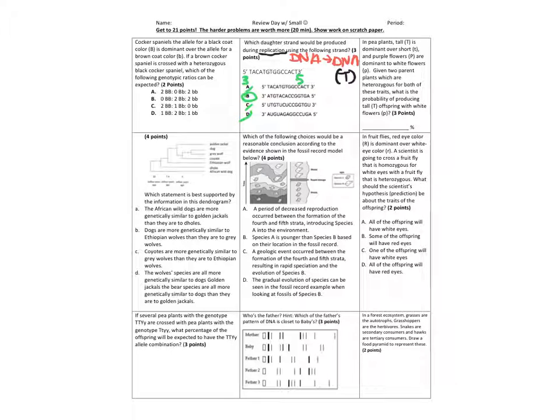Another one, guys, I want to go over is right down here. In a forest, grasses are autotrophs. Autotrophs is another word for producer. Grasshoppers are herbivores. We know that means you eat plants. Snakes are secondary consumers and hawks are tertiary consumers. Draw a food pyramid to represent these. All right, I'm going to make mine a little bigger over here.